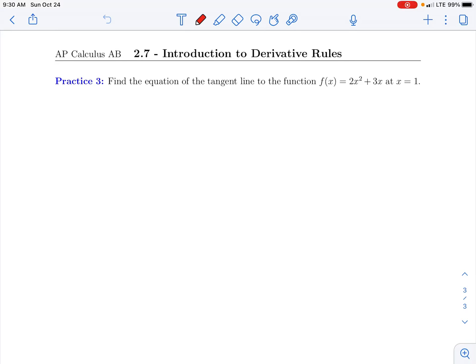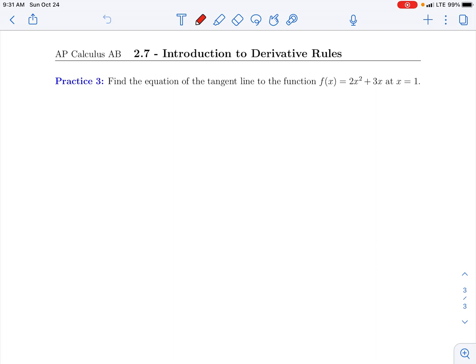So today we're going to talk about finding the equation of the tangent line to the function at a given point. Okay, so the first thing you want to do to find the equation of a line in general is we need to find a slope and a point. Those are the two things you need. So this is throwing it back to algebra.